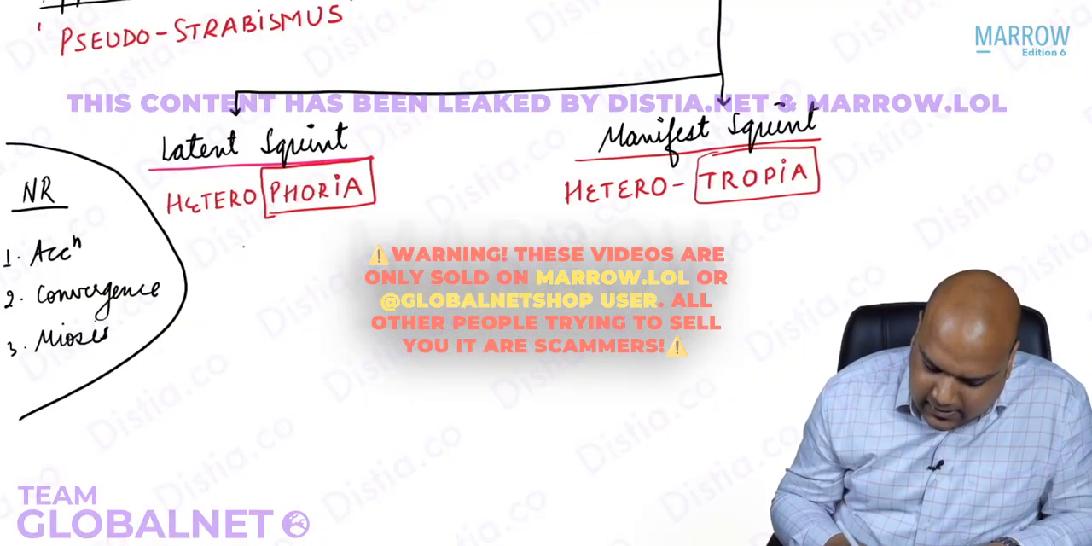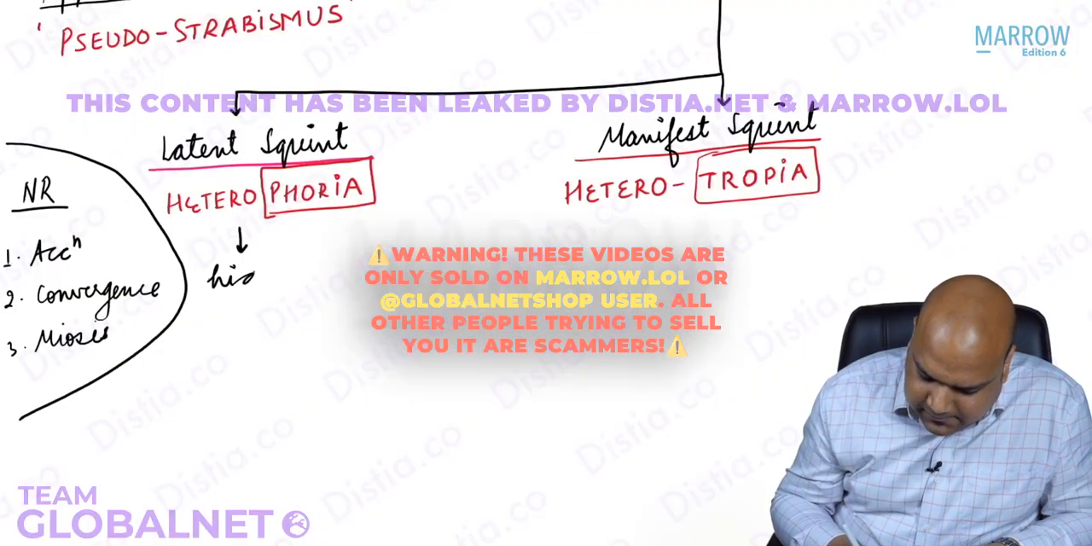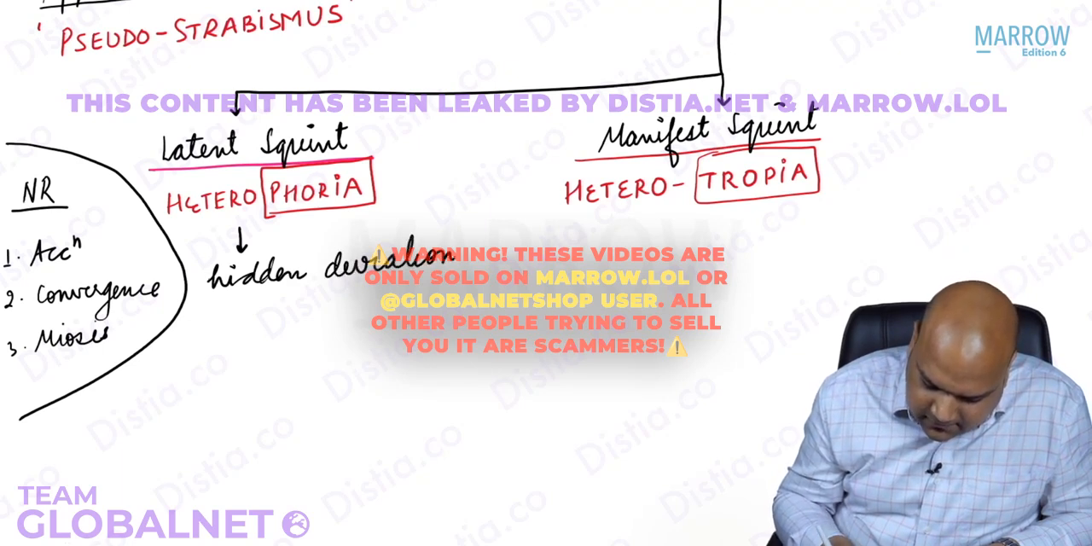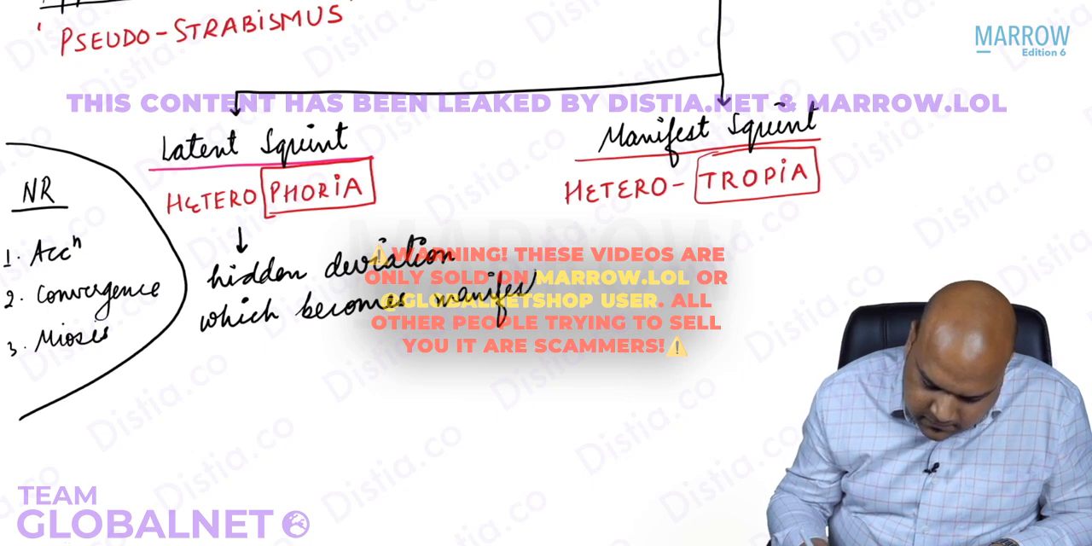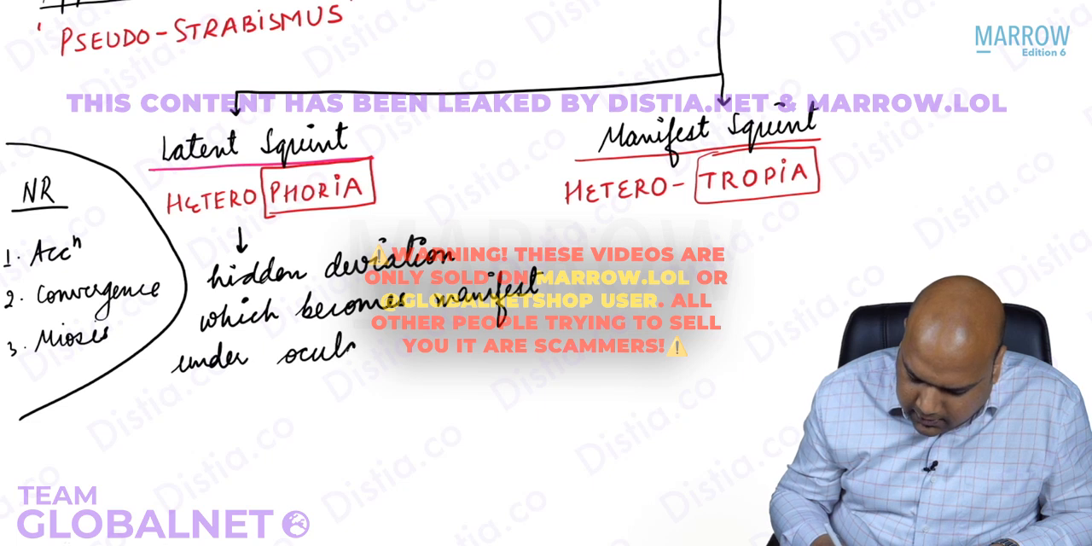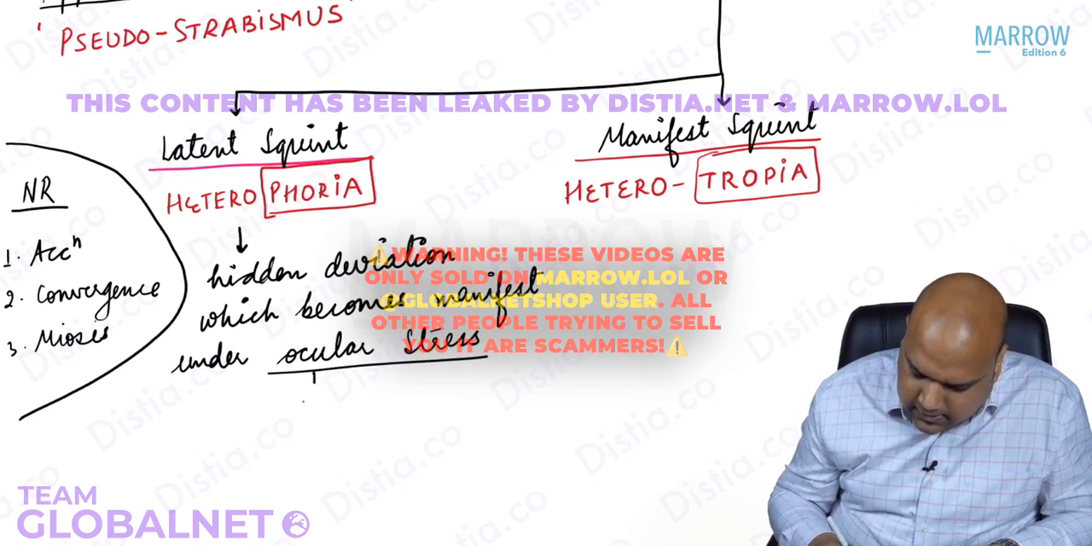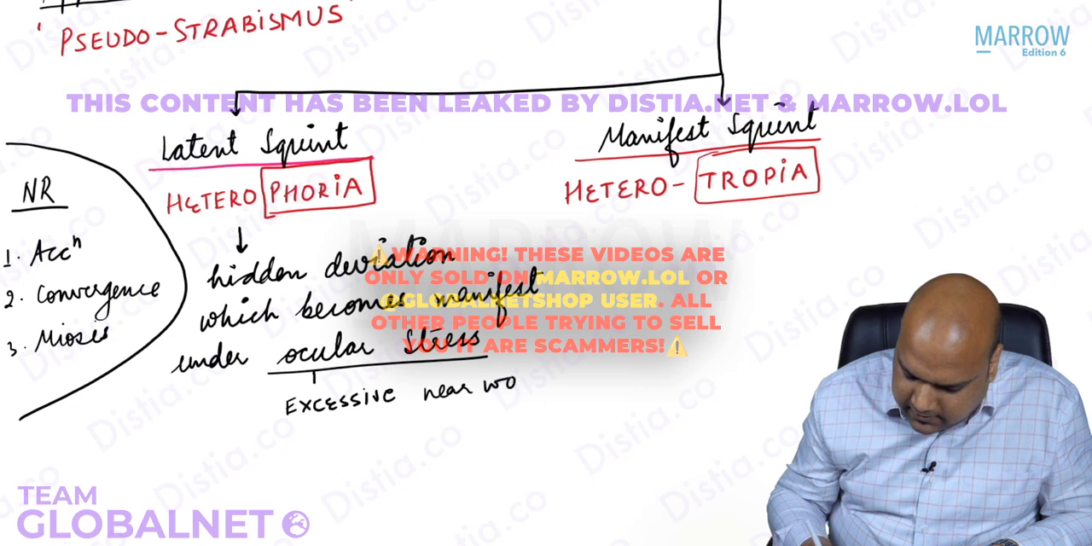Okay, so let's write this if you've been able to understand. What is latent squint? Latent squint is hidden deviation which becomes manifest under ocular stress. And ocular stress is excessive near work.